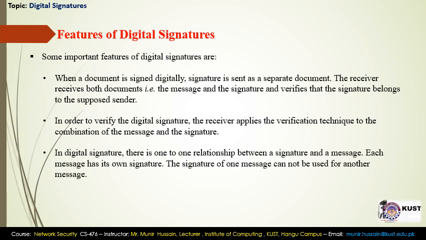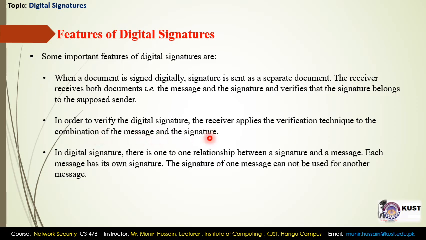Features of digital signatures. Some important features of digital signatures are: the first feature is when a document is signed digitally, the signature is sent as a separate document. The receiver receives both documents, that is the message and the signature, and verifies that the signature belongs to the supposed sender. The second feature is that in order to verify the digital signature, the receiver applies the verification technique to the combination of the message and the signature.